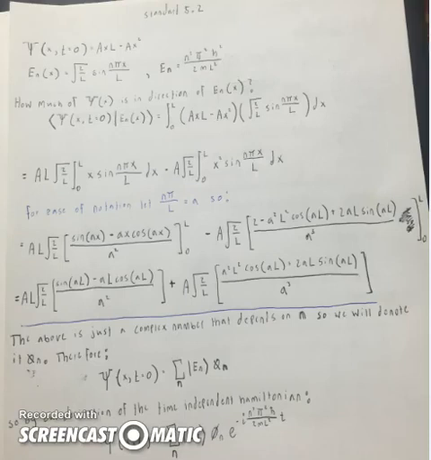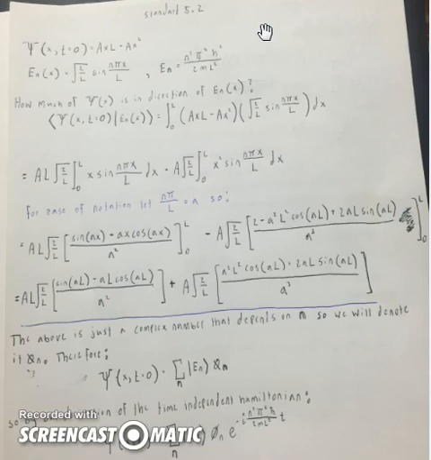Okay, so this is my video for standard 5.2, which gives us an arbitrary wave function for a particle in an infinite box, and asks us to determine the time evolution of this wave function, and then asks us to determine the expectation value for its energy.